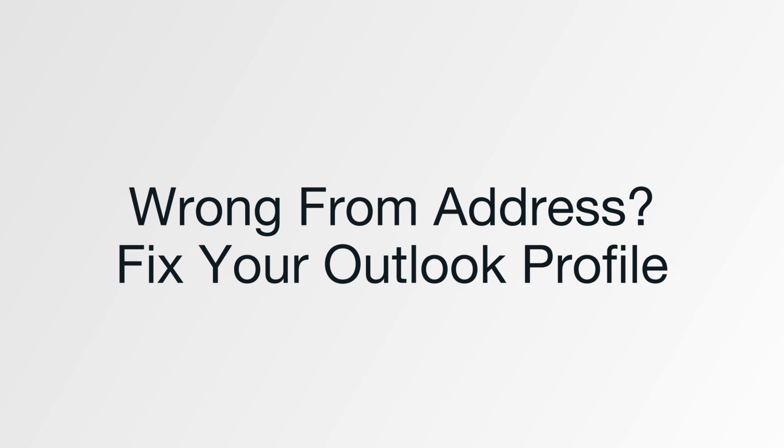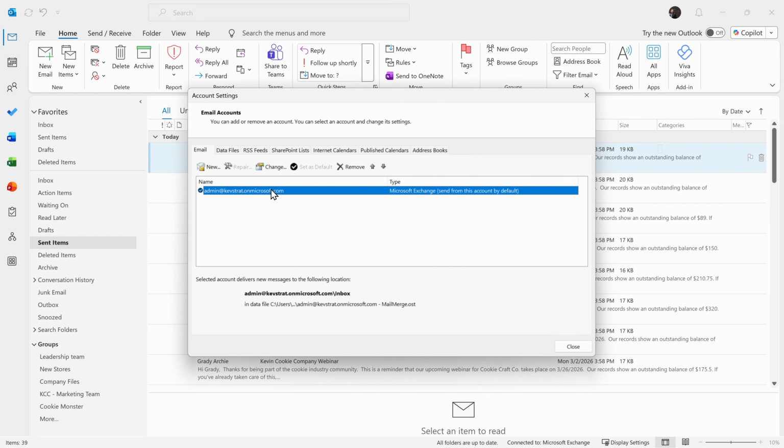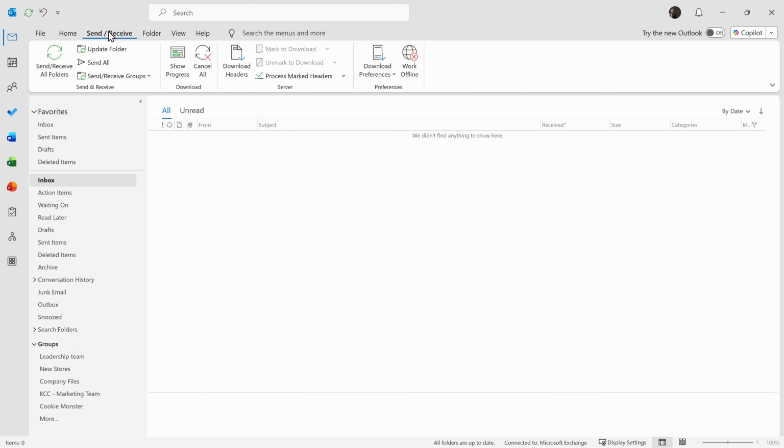Before we wrap up, here are a few pro tips. Mail merge sends from the primary account in your Outlook profile. If it's using the wrong address, the cleanest fix is to create a new Outlook profile and add the correct account first. If you want to review the emails before they send directly in Outlook, right up on top, you could click on Send and Receive, and over on the right-hand side, you could turn on offline mode. Just make sure to turn this on before you kick off your mail merge.